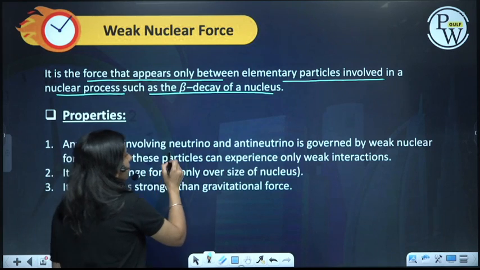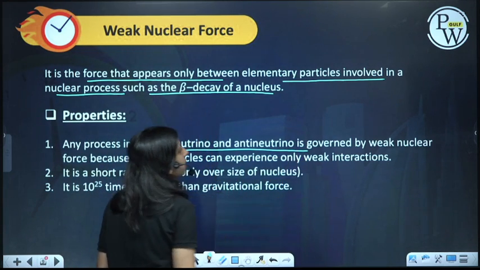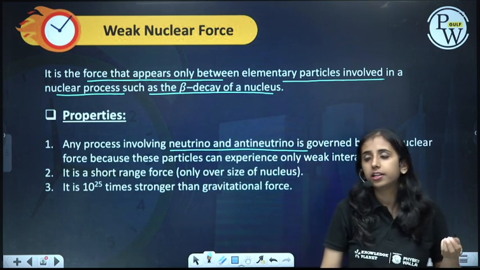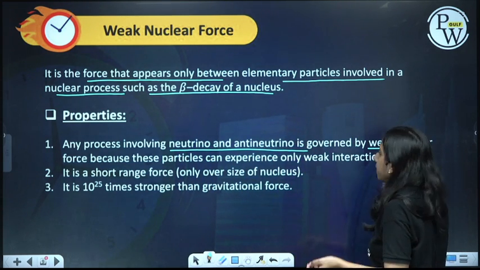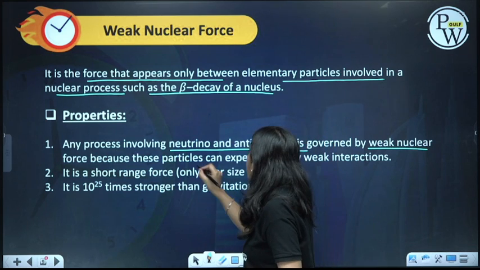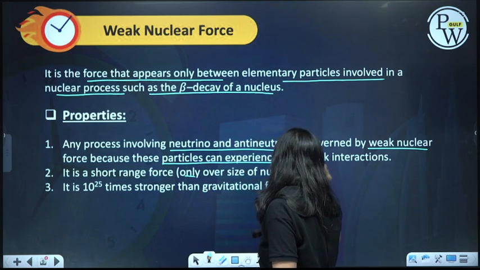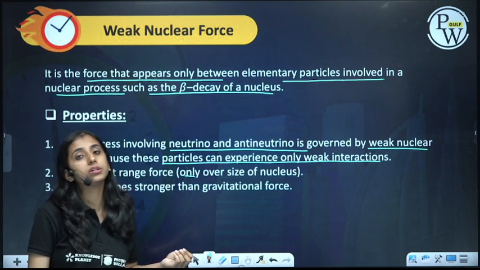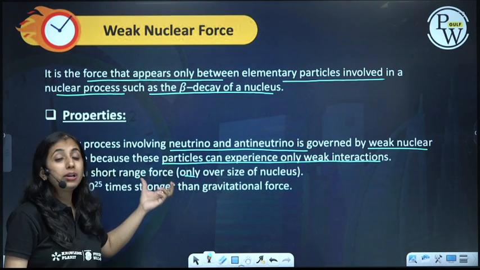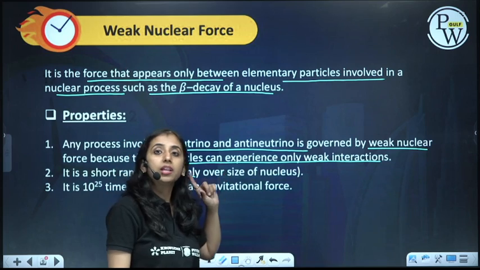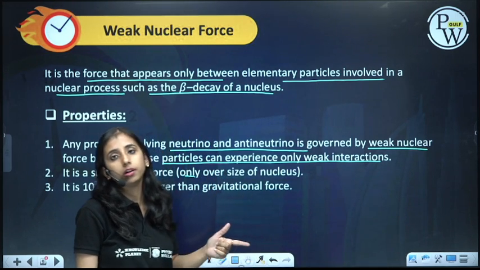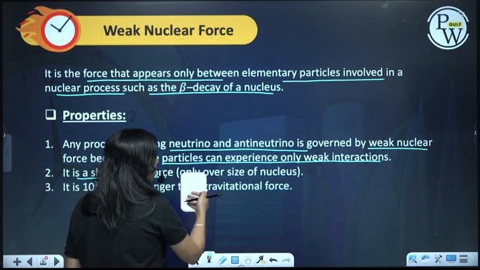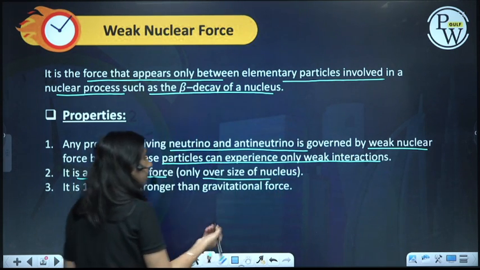Any process in which we get a neutrino or antineutrino is governed by the weak nuclear force, because these particles can experience only weak interactions. They cannot experience other forces. So they interact via weak nuclear force. It is also a short range force. It only acts over the size of the nucleus.